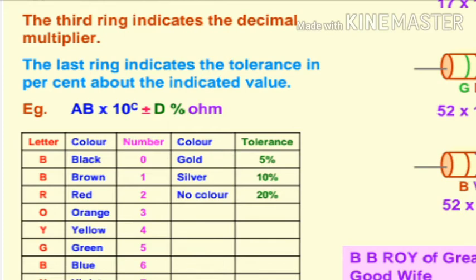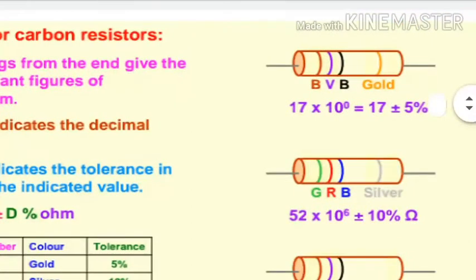So the value of such type of resistor whose colors are B, V and B, meaning brown, violet and black: the value assigned for brown is 1, value assigned for violet is 7, and the value assigned for black is 0. So the resistance of this resistor will be 17 multiplied by 10 to the power 0, that is 17 ohm. And what will be the tolerance? That will be 5%.